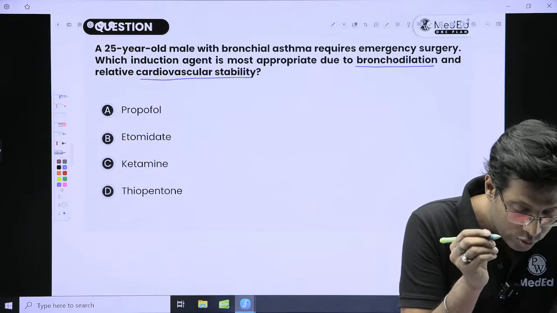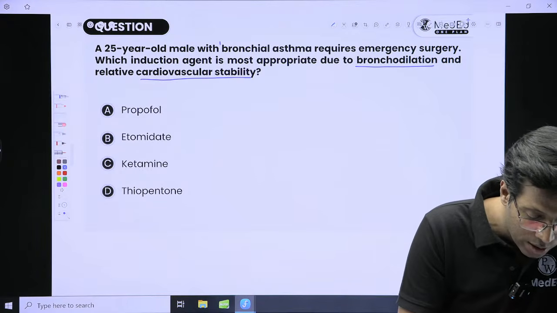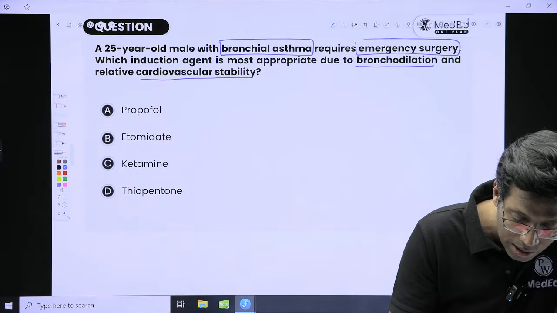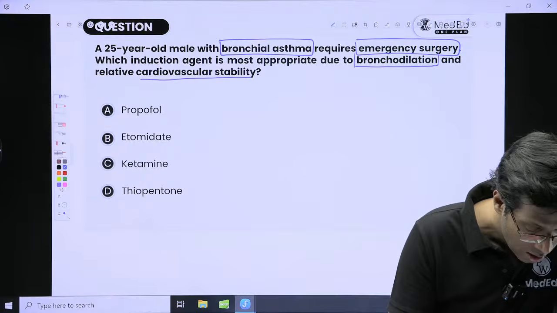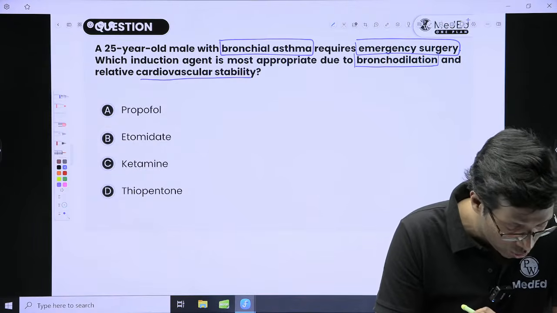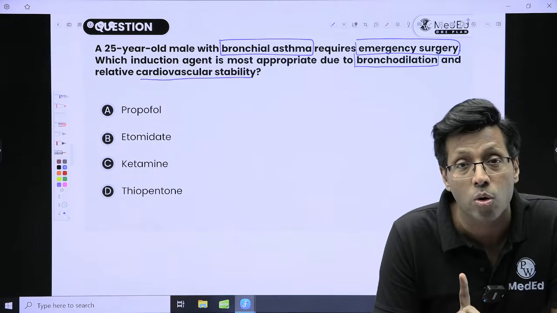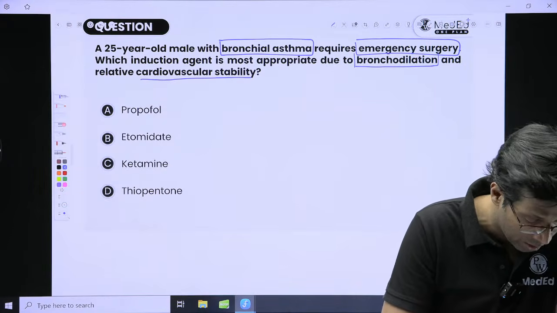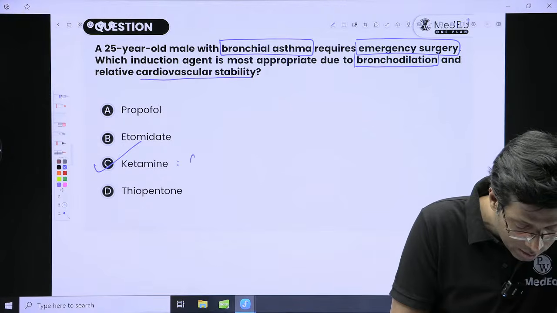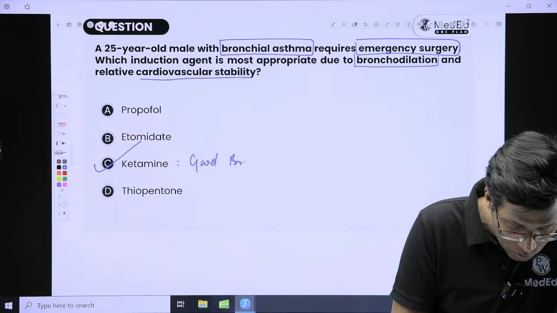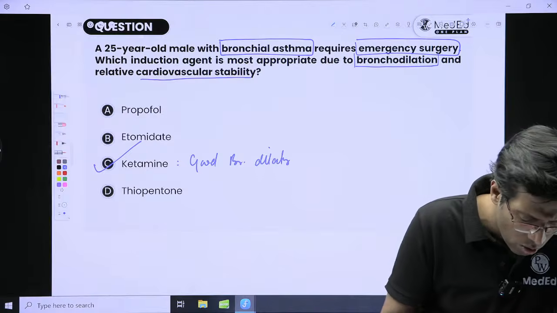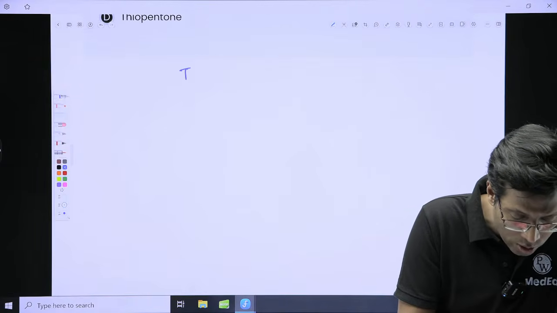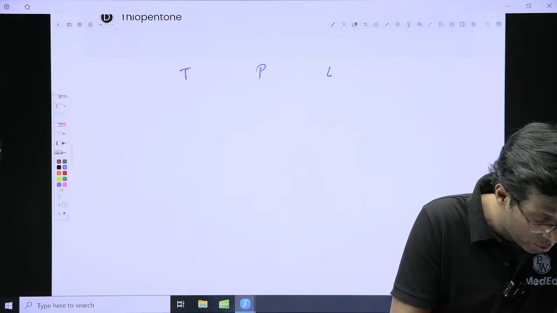So the point is you just have to see that this patient is bronchial asthma, emergency surgery, you don't have time, and you need bronchodilation. Out of all the options given to you, there's only one good bronchodilator. And the answer, absolutely correct, all of you, is ketamine. The point is, it's a good bronchodilator. Now, when you compare the pharmacodynamic properties of thiopentone, propofol, let me put it this way.